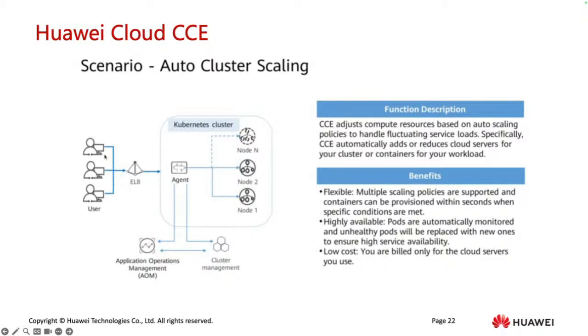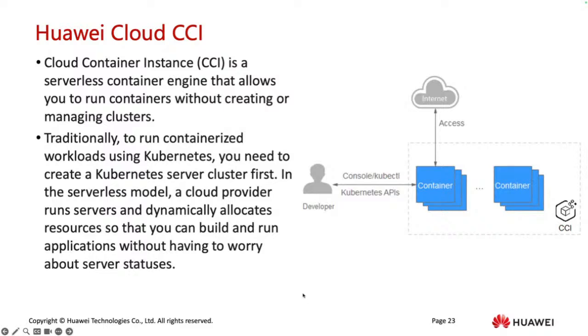So in this scenario, we see users and an elastic load balancer and then a Kubernetes cluster. So let's look at what Huawei Cloud container instance is. It is a serverless container engine. It allows you to run containers without creating or managing any cluster. So traditionally, to run container workloads using Kubernetes, you need to create a Kubernetes server cluster first.